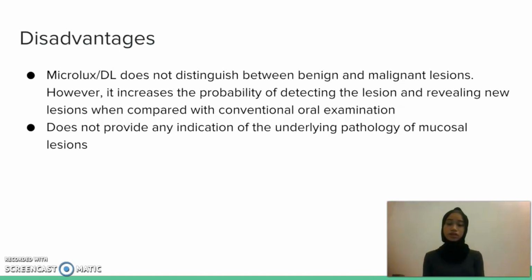Next, the disadvantages of Microlux DL. Microlux DL does not distinguish between benign and malignant lesions. However, it increases the probability of detecting the lesion and revealing new lesions when compared with conventional oral examination. It also does not provide any indication of the underlying pathology of mucosal lesions.